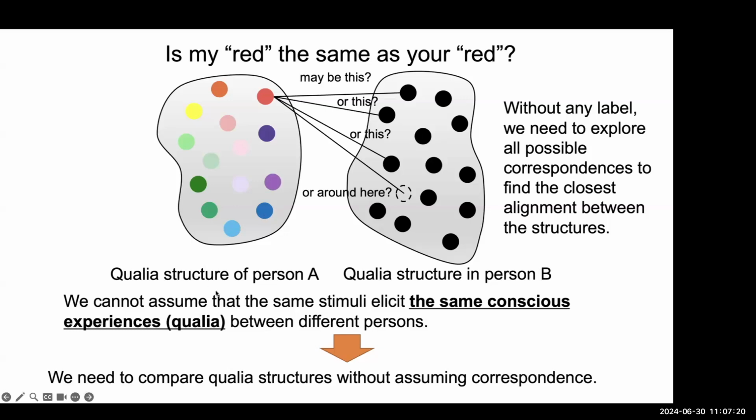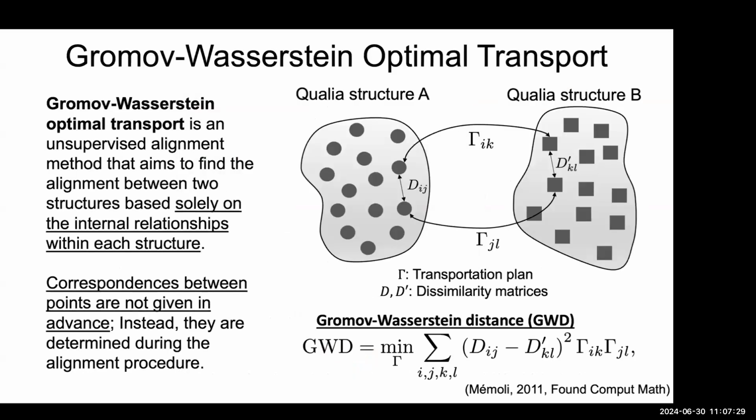So we need to compare Qualia structures without assuming correspondence. That's our strategy, and this is called unsupervised alignment. Solving this unsupervised alignment is much more difficult than supervised alignment, so we need a mathematical trick to perform it. And we find that this optimal transport method is one possible effective method to do this.